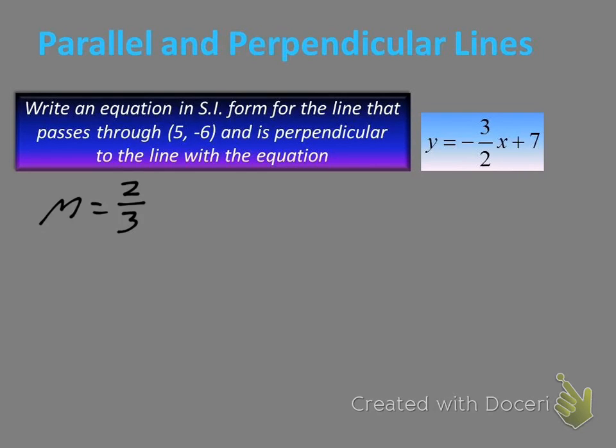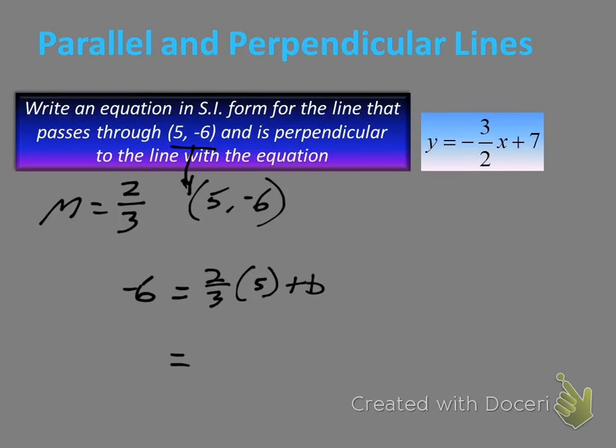Slope is 2/3. And what point do you partner it up with? The point I give you. 5, -6. Plug everything in. -6 is 2/3 times 5 plus b. Okay, so what's 2/3 times 5? 10/3. Yeah, 10/3. Good.